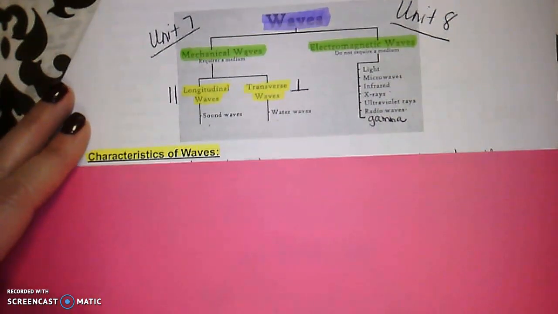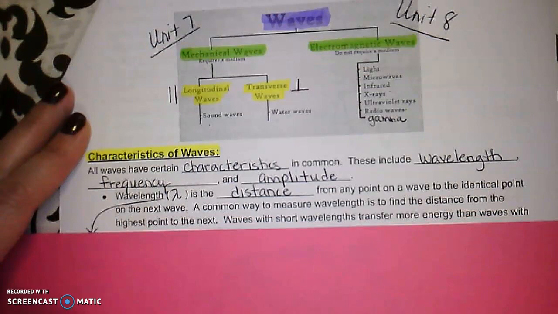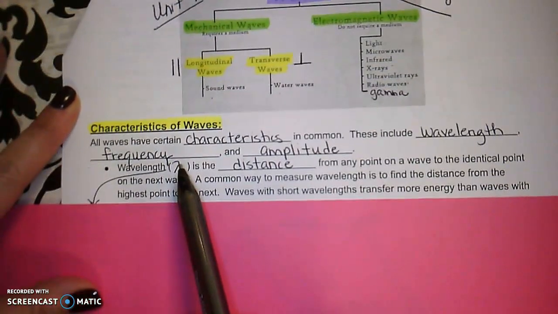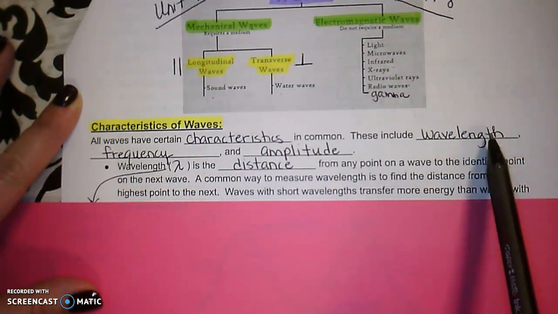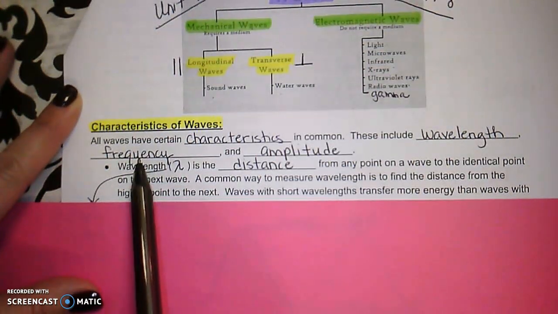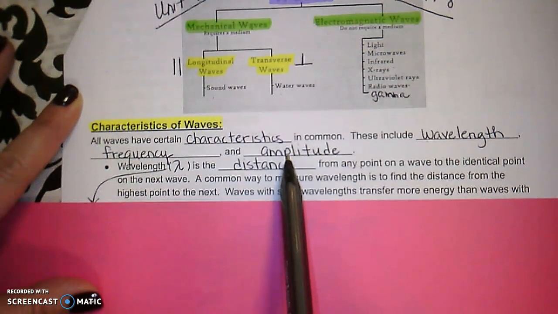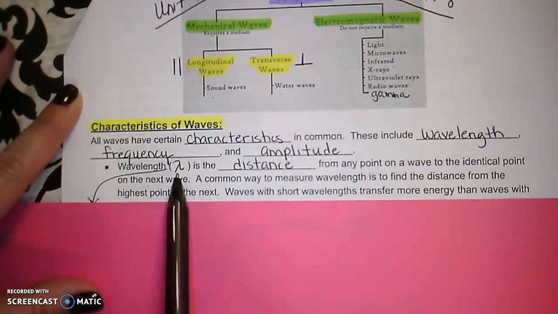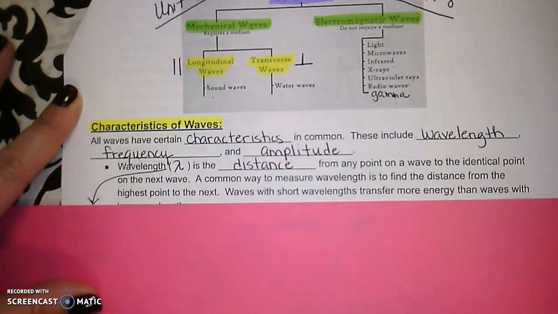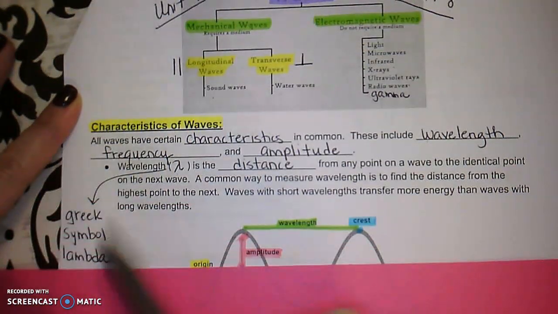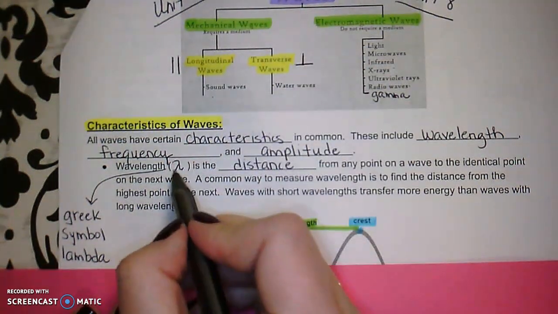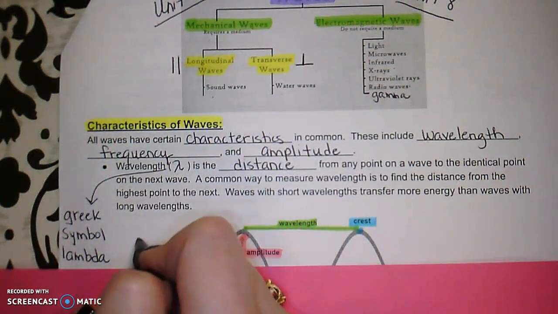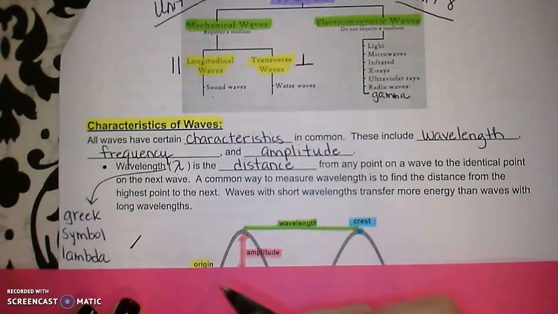All right, so characteristics of waves. All waves have certain characteristics in common. These include wavelength, which is literally the length of the wave, frequency, and amplitude. Wavelength, and that symbol is the Greek symbol lambda, and you literally write it, to me it looks like a pi symbol that lost its leg. So you draw a little line like that, and then the little curvy top.